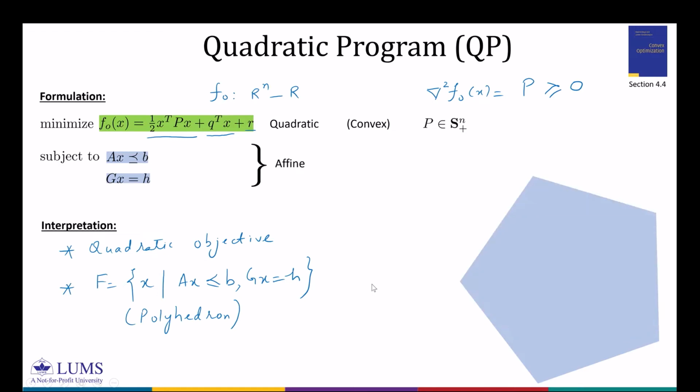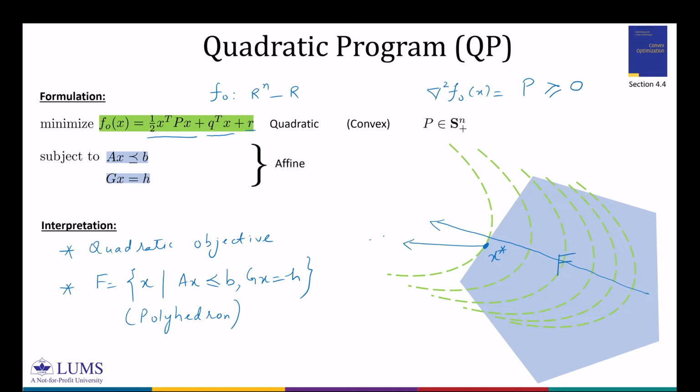This can be seen graphically as follows. This polyhedron represents a feasible set. The quadratic function can be represented by these lines. Each of these curves represents the values of x for which f naught has the same value. And if we see, the value of the objective function decreases in this direction. The value of x that satisfies the constraints and for which f naught of x has the minimum value, in this example, will be somewhere here. So this is our optimal x star. And this vector is the negative of the gradient at our optimal point. So we summarize, QP is the minimization of a convex quadratic function over a polyhedron.